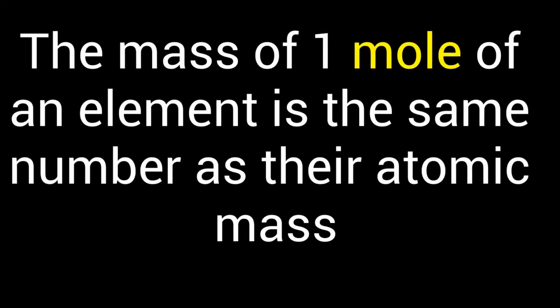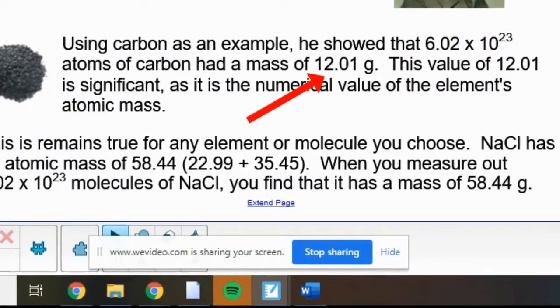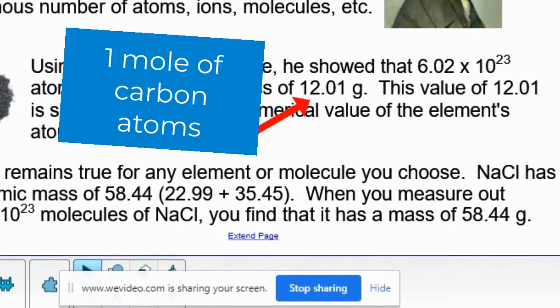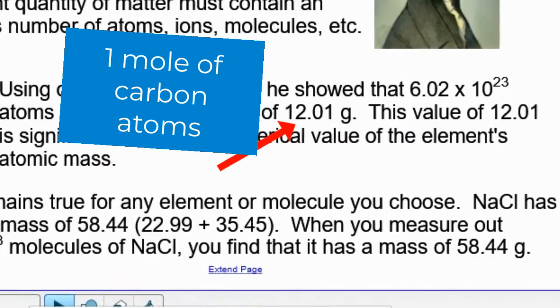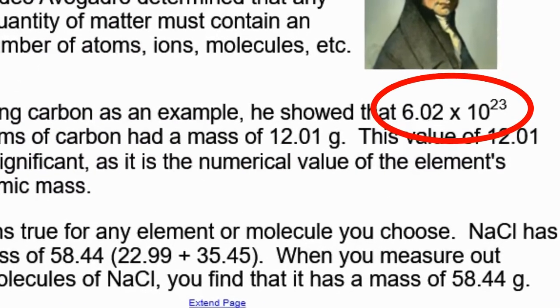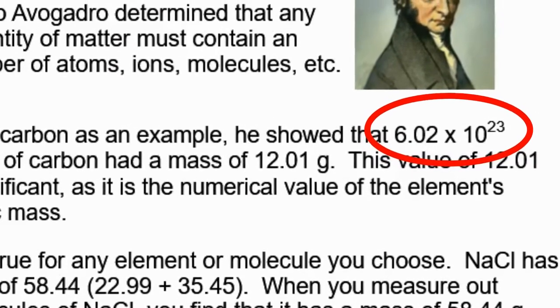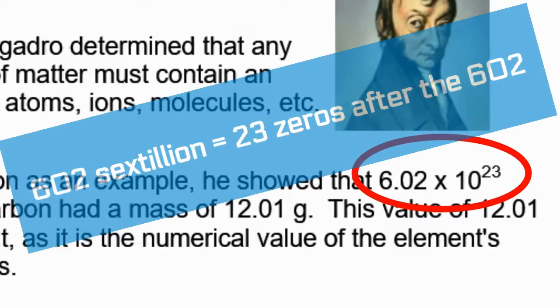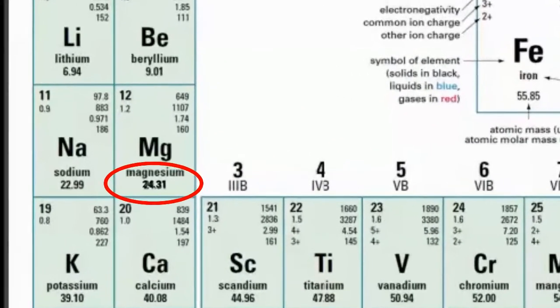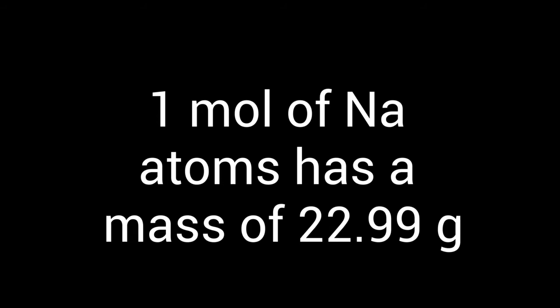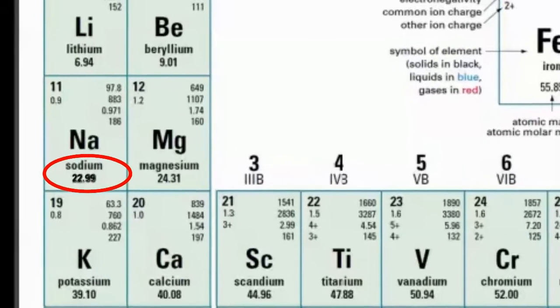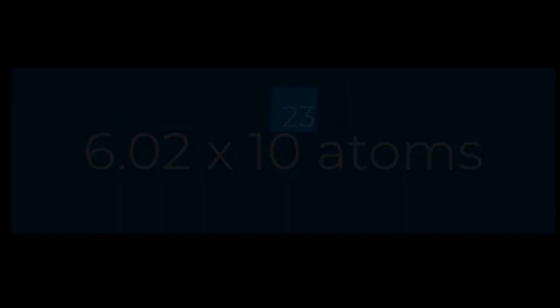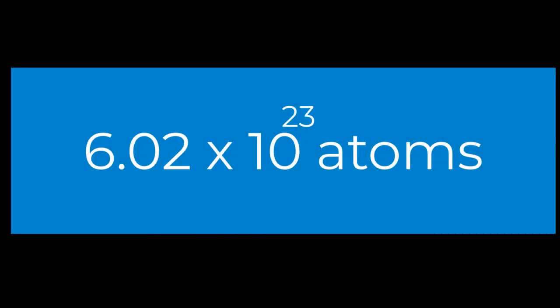So for example, if you have 12.01 grams of carbon, you have exactly 1 mole of carbon atoms. In other words, you have 6.02 times 10 to the power of 23 atoms of carbon. That is 602 sextillion atoms. 1 mole of magnesium atoms has a mass of 24.31 grams. 1 mole of sodium atoms has a mass of 22.99 grams. All of that is 6.02 times 10 to the power of 23 atoms.